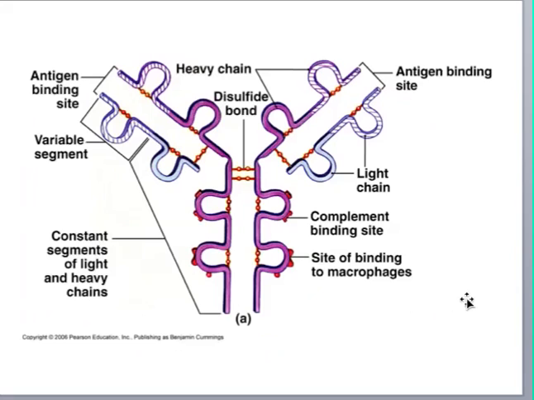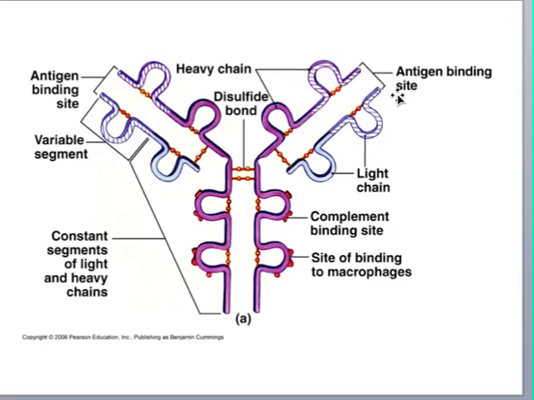This is an image of an antibody. They're kind of shaped like Ys. The heavy chains are these. This is one heavy chain, and there's the other heavy chain. Then the light chains are these little short pieces that stick off the arms, so to speak. So this is a light chain, this is a light chain.